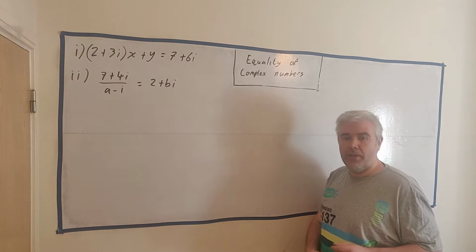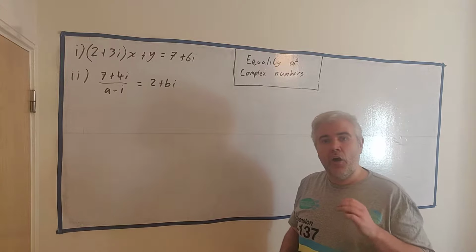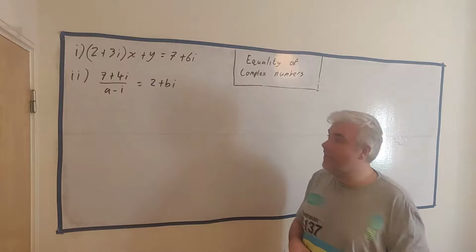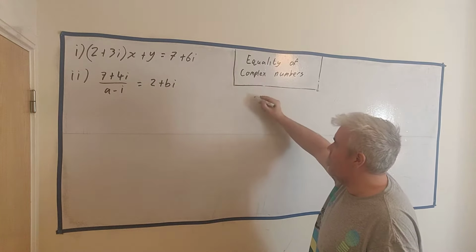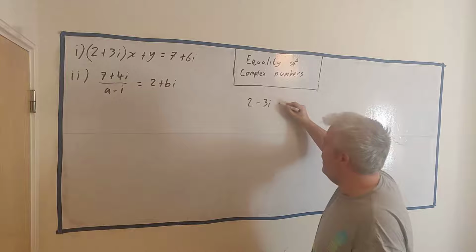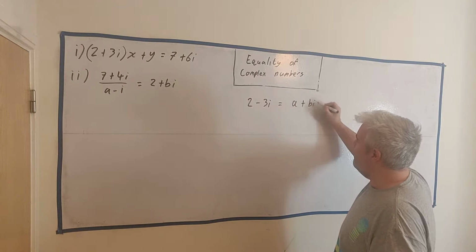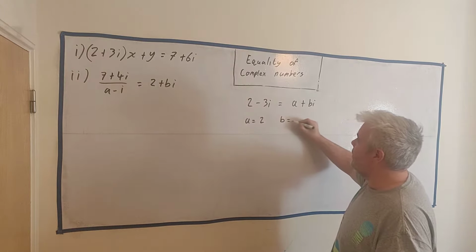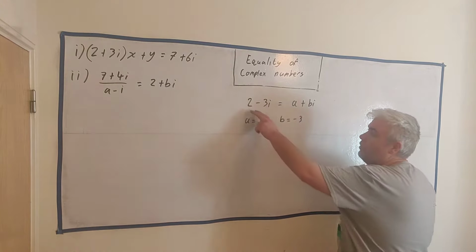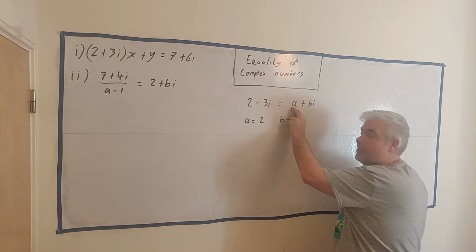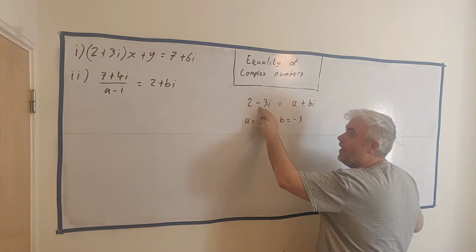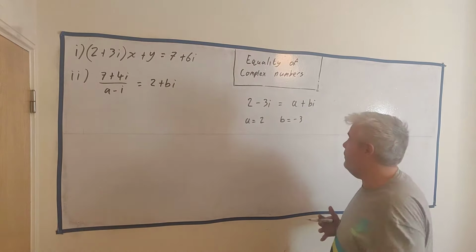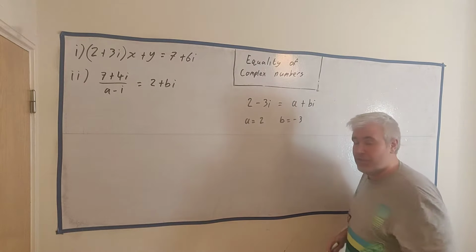So the idea of equality of complex numbers is simply all the real numbers on the left equal all the real numbers on the right. All the imaginary numbers on the left equal all the imaginary numbers on the right. Just a quick example, 2 minus 3i is equal to a plus bi. That'd be the simplest form. That just means a is equal to 2 and b is equal to minus 3. All the real numbers, 2 equals all the real numbers a. All the imaginary numbers, minus 3i equals bi. Well, the two i's cancel, and we're just left with b is equal to minus 3.